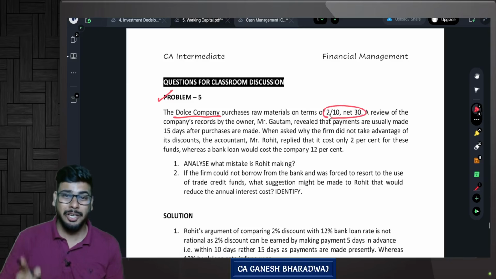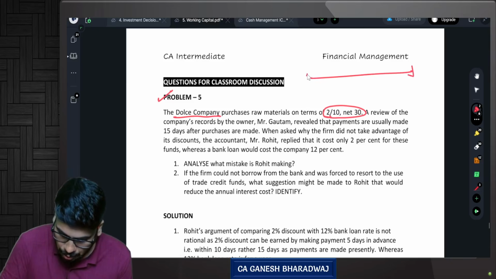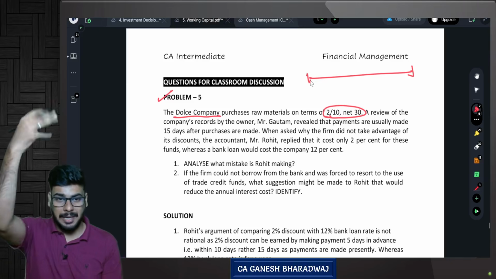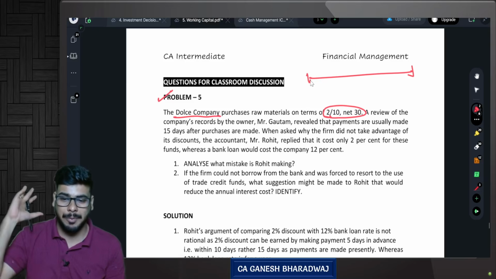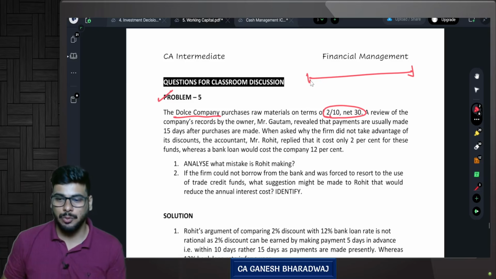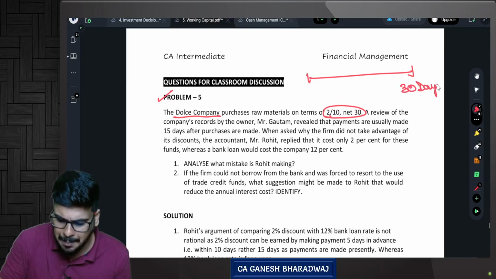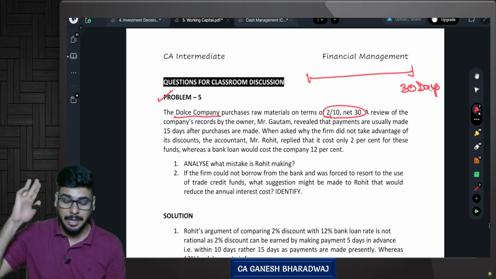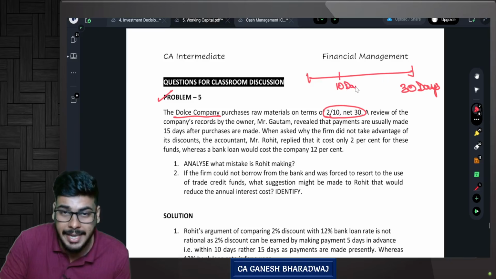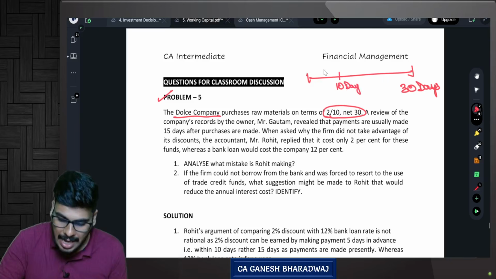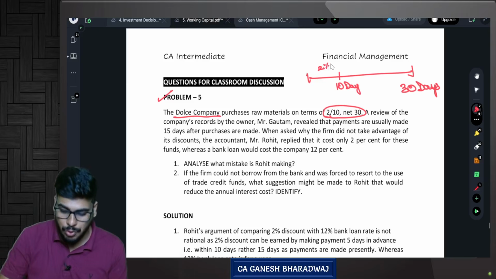The Dolls company purchases raw material on terms of 2 by 10 net 30. First, wait, what do you mean by 2 by 10 net 30? Generally the supplier is telling you, so you are the customer, there is another supplier from whom you are purchasing the goods. He is telling you that the normal credit period is what? You need to make the payment by 30 days, correct? But if you make the payment by 10 days, I will give you a cash discount of 2%. Clear with this?